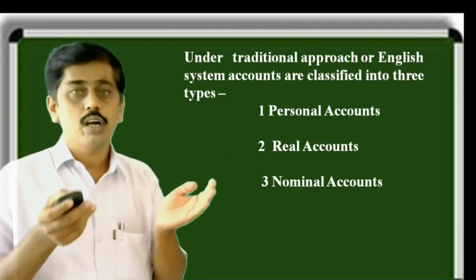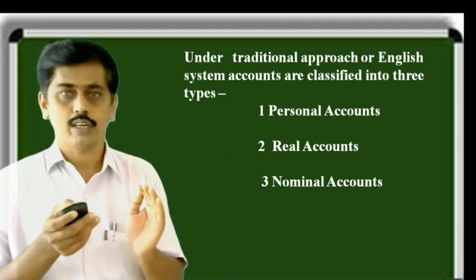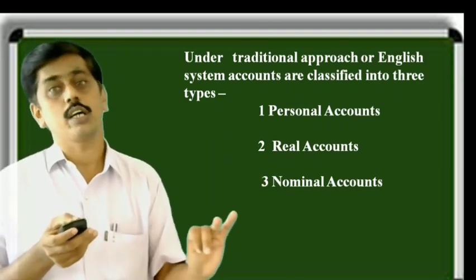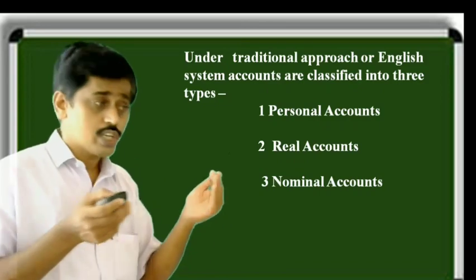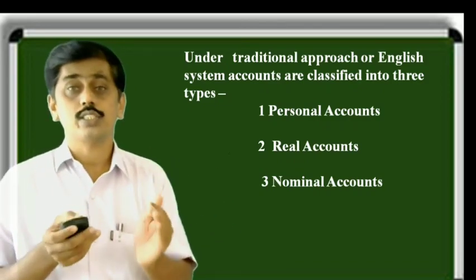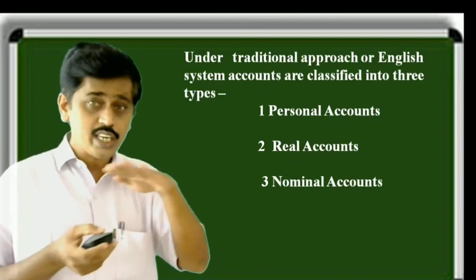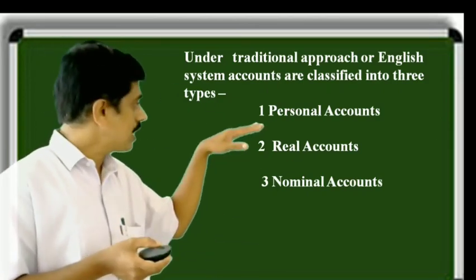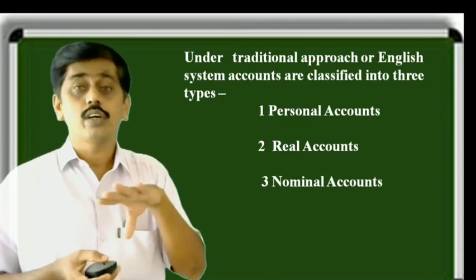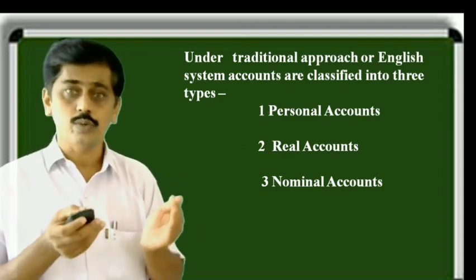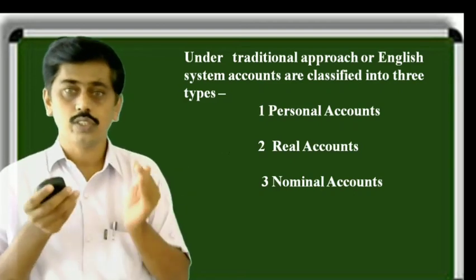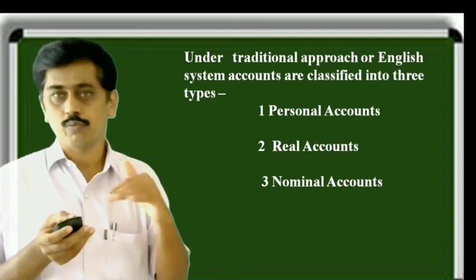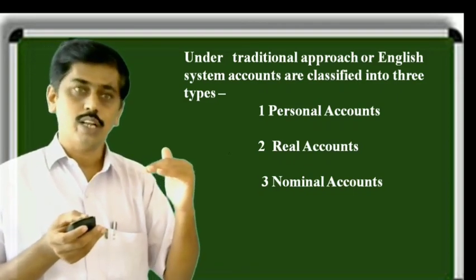Personal accounts means accounts relating to persons. Accounts relating to persons may be natural persons, artificial persons or legal persons. Next, real accounts. Accounts relating to assets are called real accounts because they really exist. Assets really exist in the business. So assets accounts under the English system are called real accounts, and nominal accounts relate to accounts of expenses and losses and incomes and gains. Okay, but we are not following this method of classification while solving the problems.